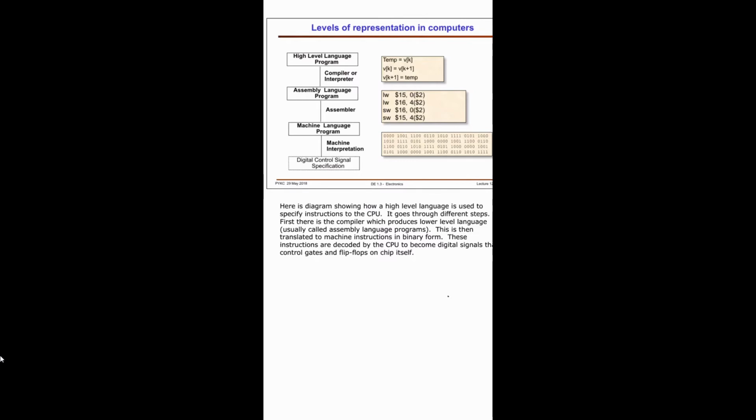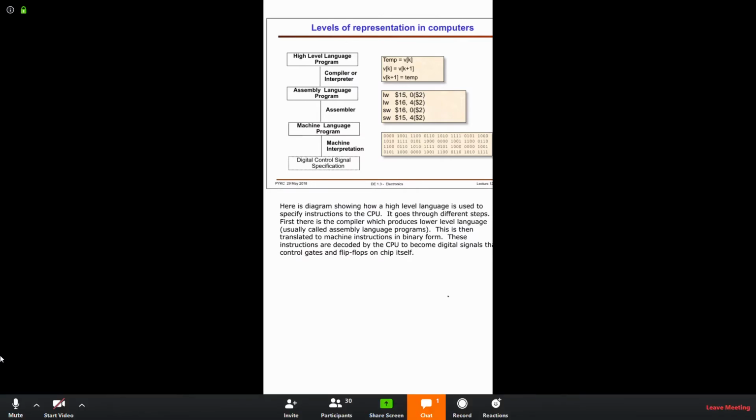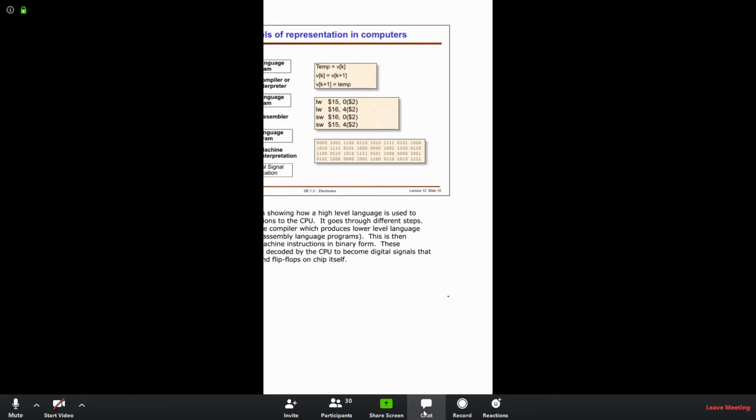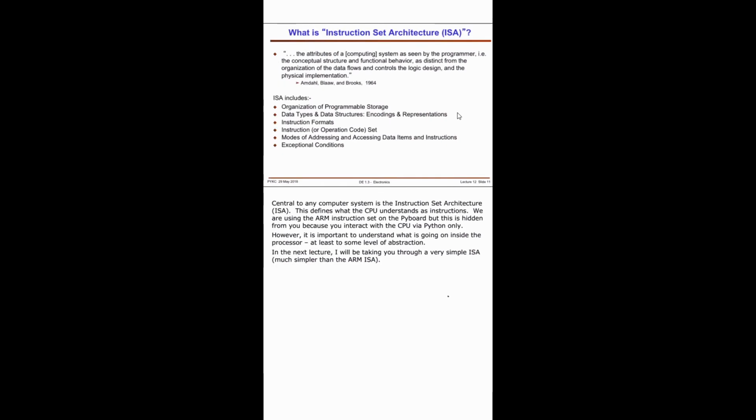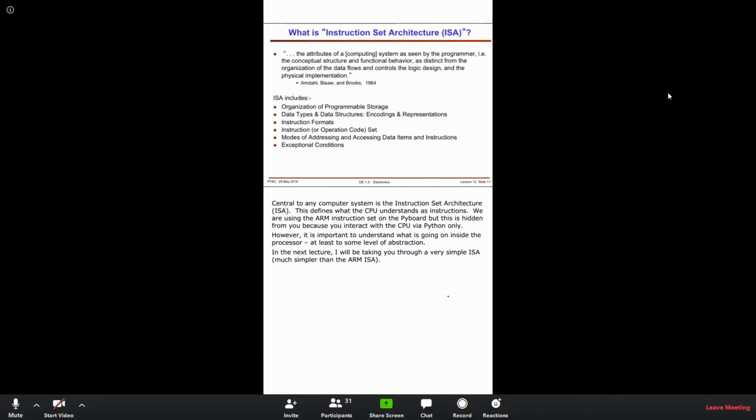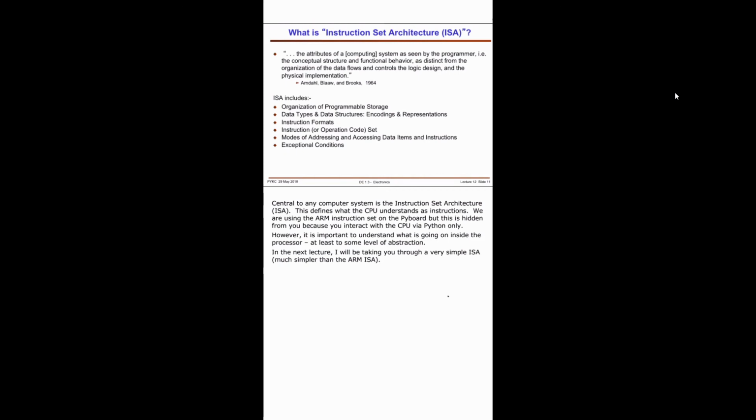Next, what is ISA, instruction set architecture? It is the attributes of a computing system as seen by the programmer, that is the conceptual structure and the functional behavior, as distinct from the organization of the data flows and controls, the logic design and physical implementation. That is Brooks and Blaauw, it is the ISA. They have defined that these are the attributes of a computing system as seen by a programmer. That means how the programming is going on. These are called the instruction set architecture.